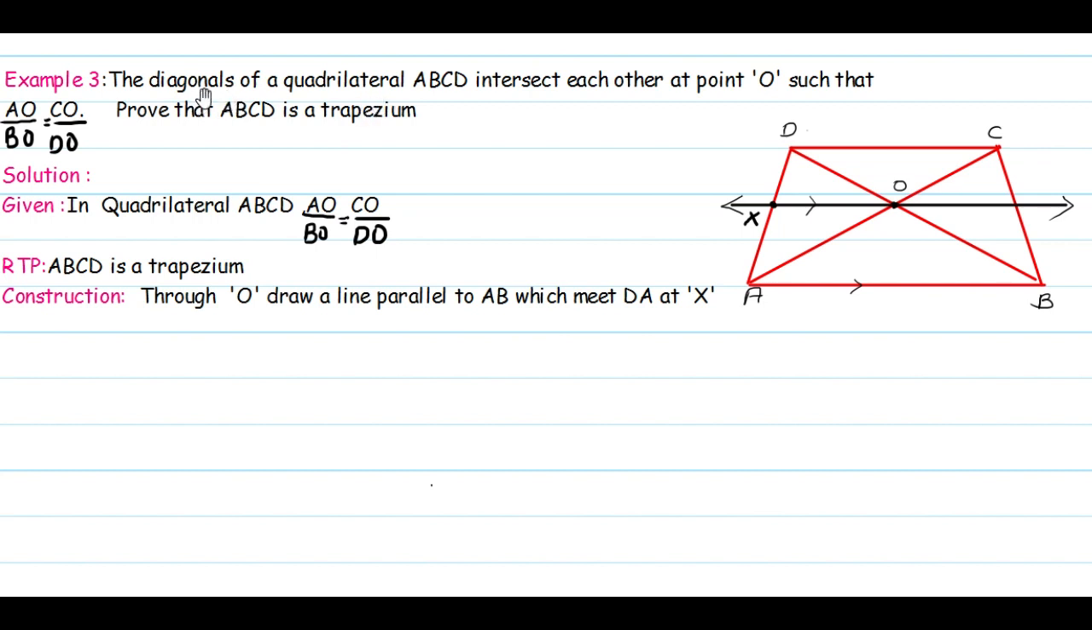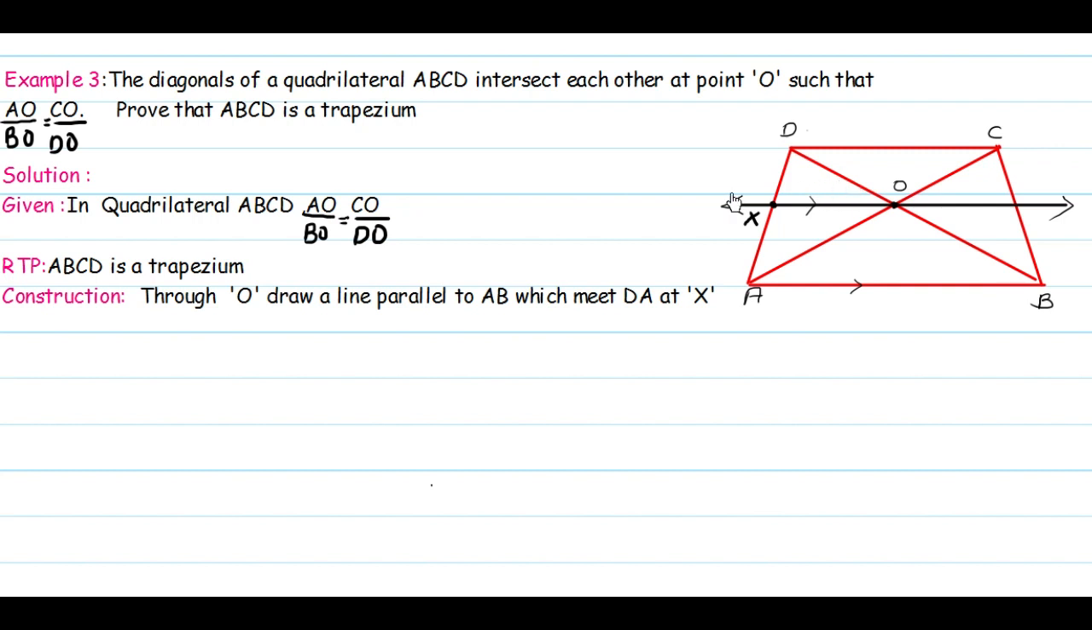So, this question is talking about a quadrilateral ABCD. It is not specified that it is a trapezium or any other type of quadrilateral. It is just a quadrilateral. ABCD is a quadrilateral whose diagonals intersect at O, as you can see in this figure, such that AO by BO is equal to CO by DO. This condition is provided. Now, what we have to do? We have to show that ABCD is a trapezium.